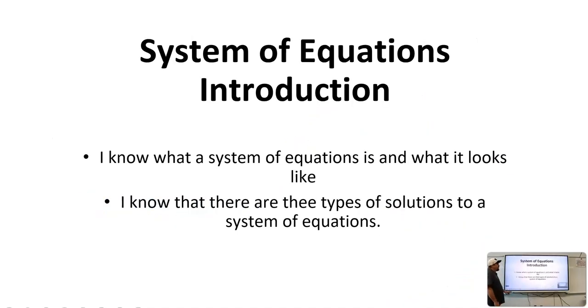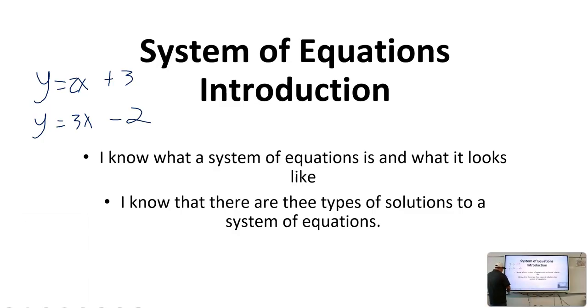So for your assignment today, all you're doing is you're going to be comparing graphs and telling me, is there one solution to that system? Is there no solutions to that system? Or are there infinite amounts of solutions to that system? So I know what a system of equations is and what it looks like. So that's when we're just comparing two different equations. Okay. And I know that there are three types of solutions to a system of equations.